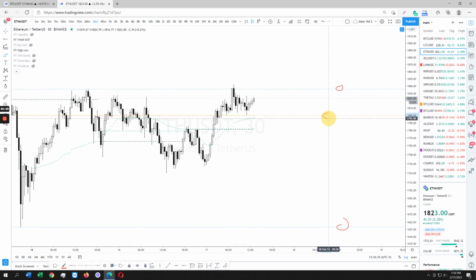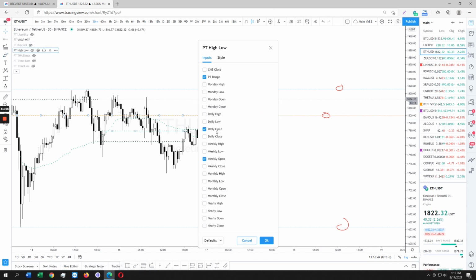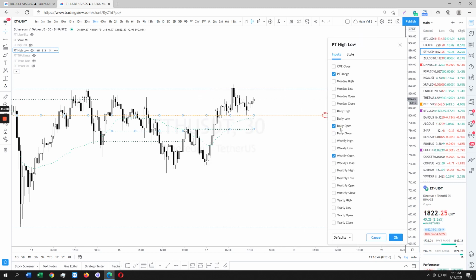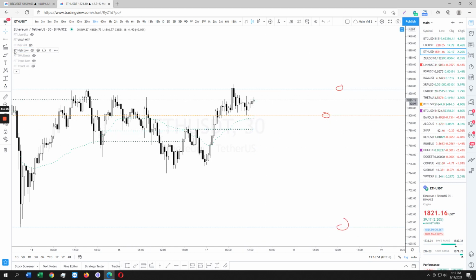Okay, where's my daily open? Actually, I want the daily open. Hold on. Daily open. Where is it? What the fuck? Oh, the daily open is the previous day VWAP. Oh my god, crazy confluence here.